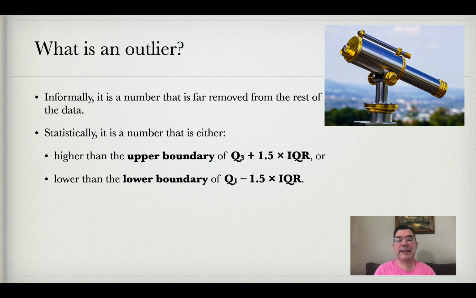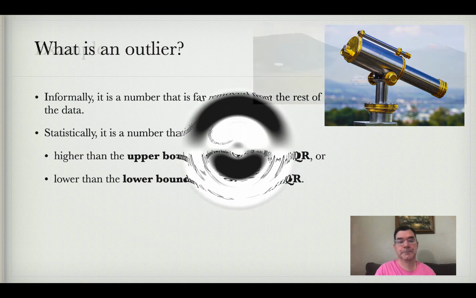Statistically, how to find it is you find one of your quartiles and then you go 1.5 times the interquartile range beyond that. So for the upper boundary, we take the upper quartile, which is Q3, and add 1.5 times the interquartile range. For the lower boundary, we take the lower quartile, which we call Q1, and subtract 1.5 times the interquartile range. Anything that is beyond either one of those boundaries is going to be an outlier.